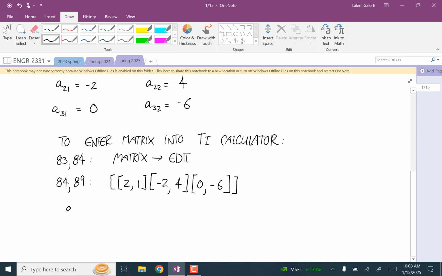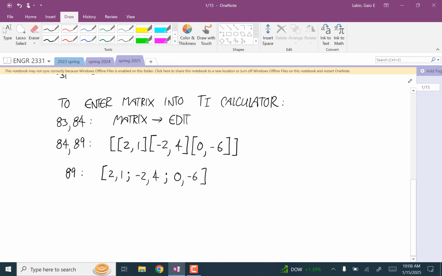If you have an 89, you can use a little bit faster one where you do a square bracket for the matrix, and then to separate the rows, use a semicolon. So 2, 1, semicolon, -2, 4, semicolon, 0, -6, and then end the matrix. So on an 84, you have 2 options. On an 89, you have 2 options.